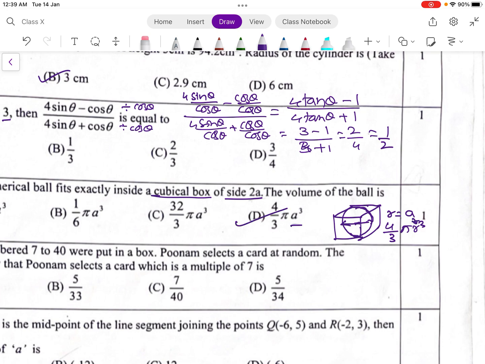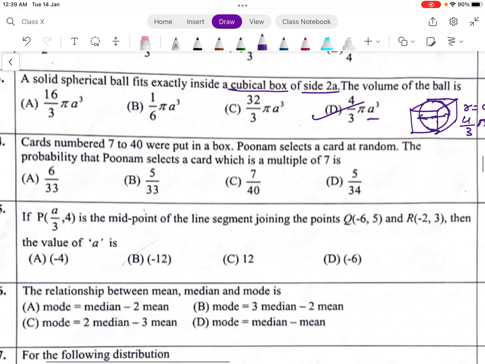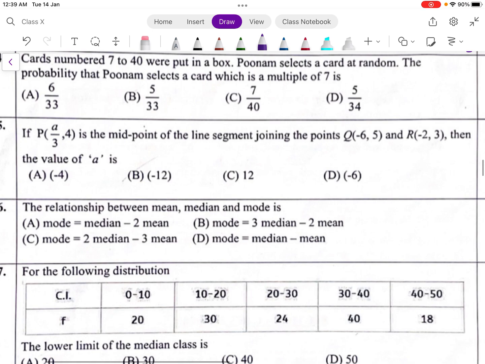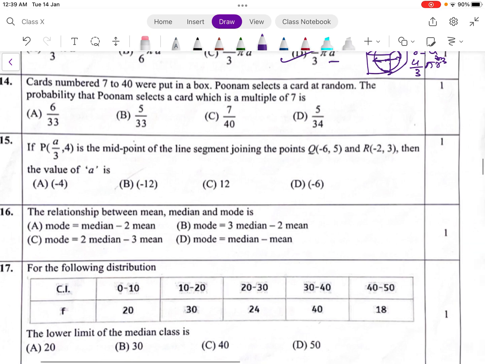So therefore option D is the correct option. Next question here is the 15th question. P of a by 3 comma 4 is the midpoint of the line segment joining the points Q of minus 6, 5 and R of minus 2, 3.